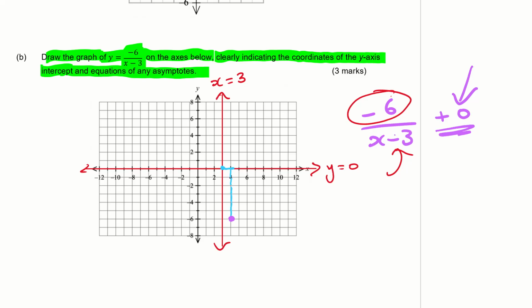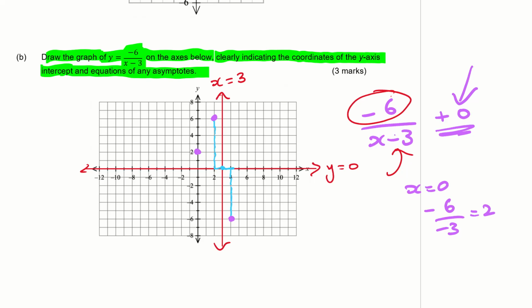And we can do the same sort of thing on the other side. If we go left 1 unit, we must go up 6. 1, 2, 3, 4, 5, 6. So the curve will go here. Now, y-axis intercept. The y-axis intercept means that x is equal to 0, giving us -6/-3, which is 2. So it's going to go through there.